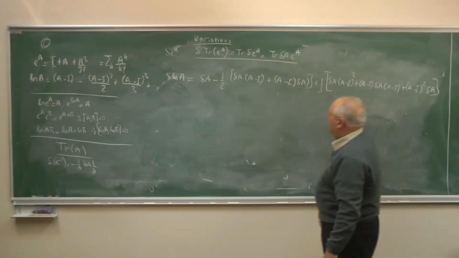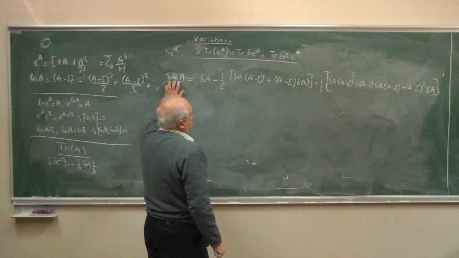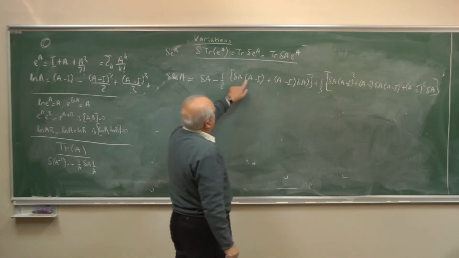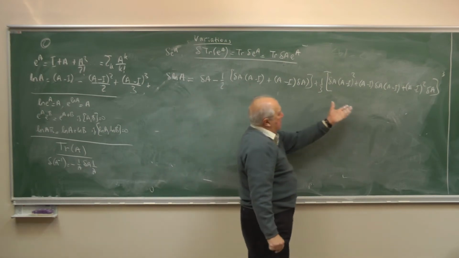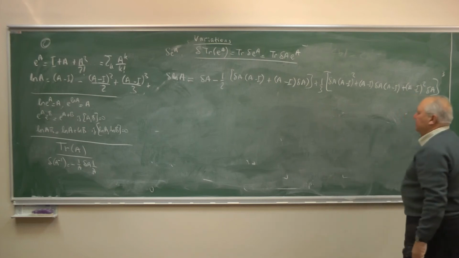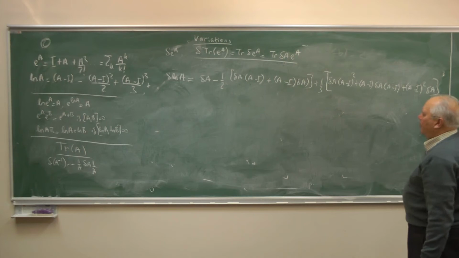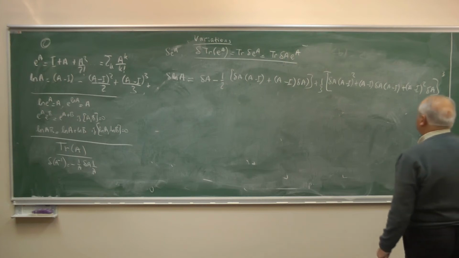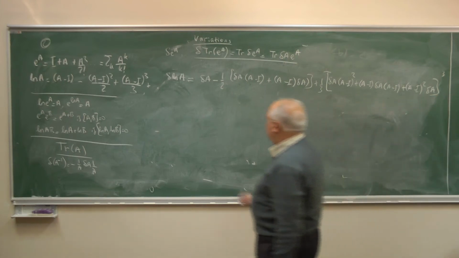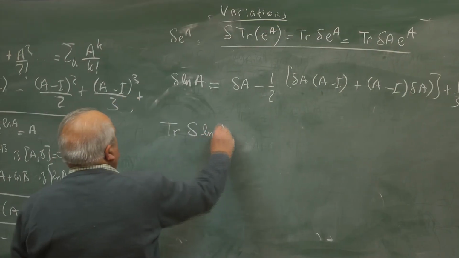So it is again not simple, because delta A and A are not commuting, and we are already in the third term, and imagine all these terms. It's not possible to write in a compact way. But suppose we take the trace now. Trace of delta log A.